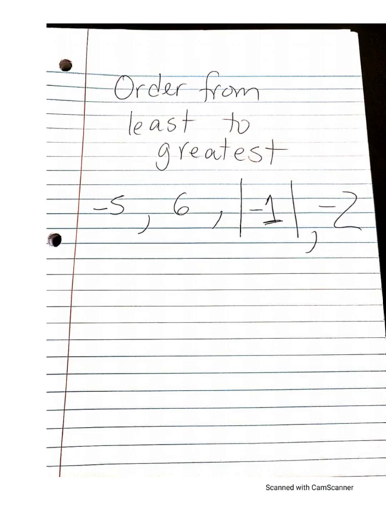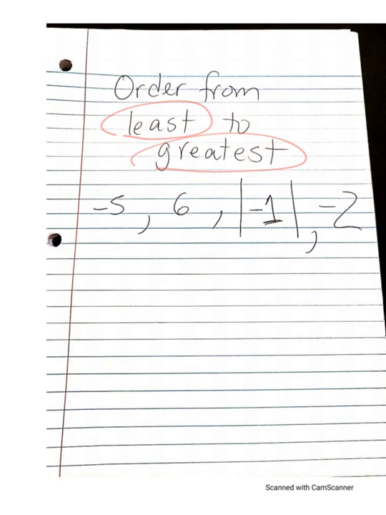All right, welcome. Quick little review for your math concepts. Ordering from least to greatest, or smallest to largest, means that you're going to want the lowest value first and the highest value last.